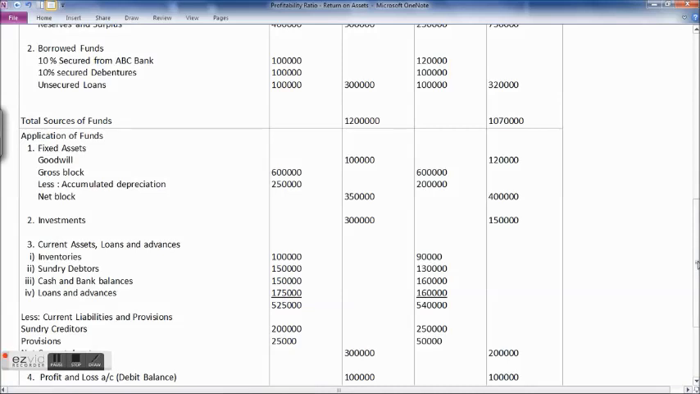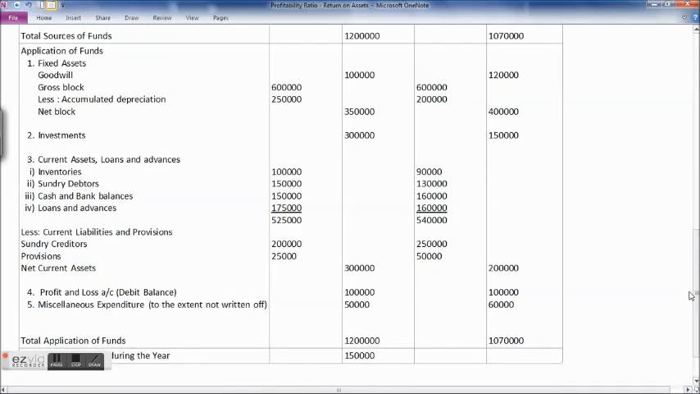Then application of fund. In that you have fixed assets, and there you have goodwill. Goodwill was 1 lakh for the current year, and previous year it was 1,20,000. Then gross block less accumulated depreciation gives net block, that is tangible assets, which comes to 3,50,000 for the current year and 4 lakh for the previous year. Investments 3 lakh and 1,50,000. Then current assets, loans and advances: inventories 1,90,000, sundry debtors 1,50,000 and 1,30,000, cash and bank balances 1,50,000 and 1,60,000, loans and advances 1,75,000 and 1,60,000.